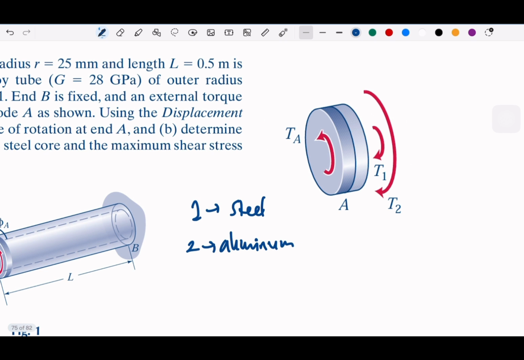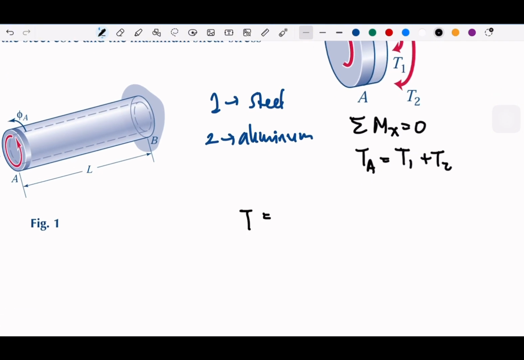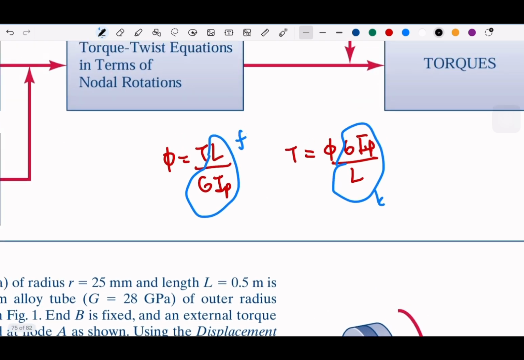So we have torque TA, and since both 1 and 2 are in one piece element, they are going to counter the external torque. So T1 and T2 will counter the TA. So we have TA equal to T1 plus T2. So this is the equilibrium. We start by equilibrium at A.